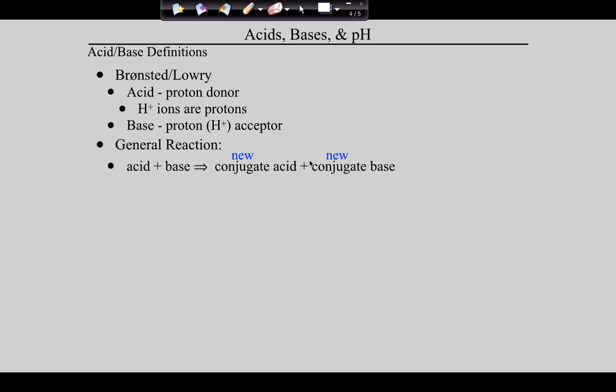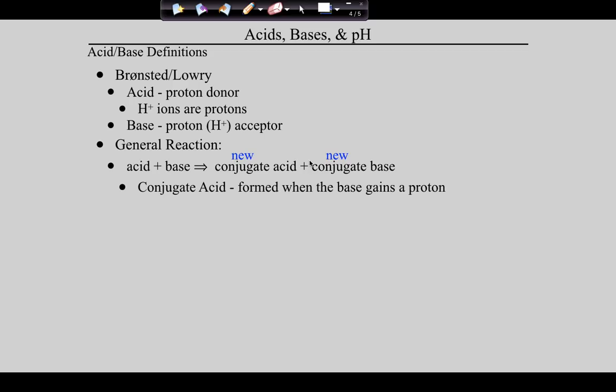So when we say conjugate acid, we mean a new acid. And when we say conjugate base, we mean a new base. It's new acids and bases formed by the original acids and bases. So guys, this is very important. In this class, all you've got to be able to do is identify the conjugates, and I'll show you how in a minute. In AP, we spend weeks talking about the chemistry of conjugates. We're not going to do that in here. In here, all you got to be able to do is identify them.